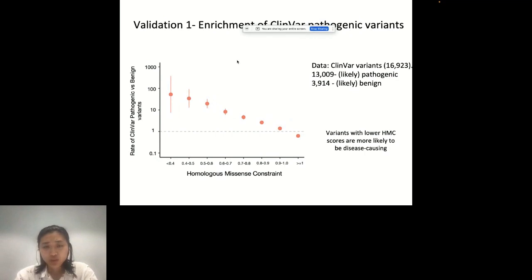And as you can see, we do find that ClinVar pathogenic variants are significantly enriched in positions under constraints compared with benign variants. And this association is even stronger for precision under stronger constraints. In other words, variants with lower HMC scores are more likely to be disease-causing.